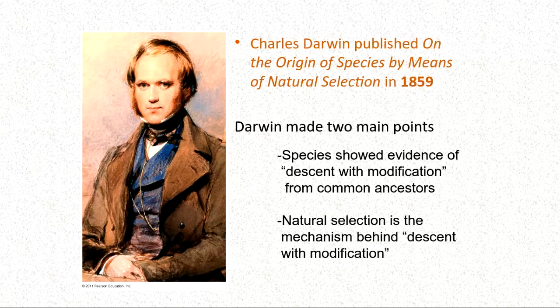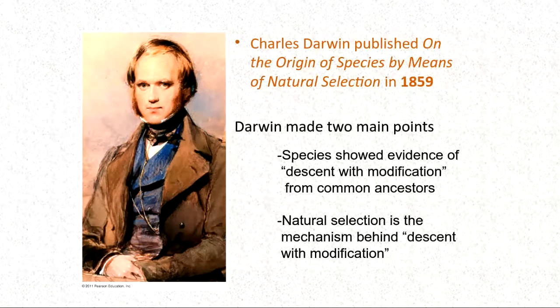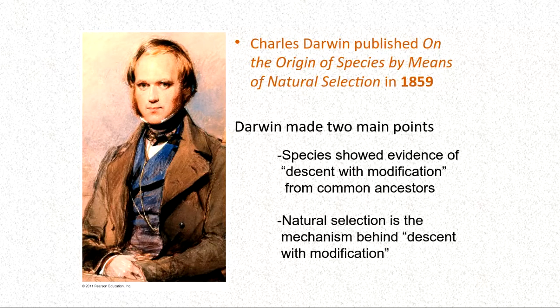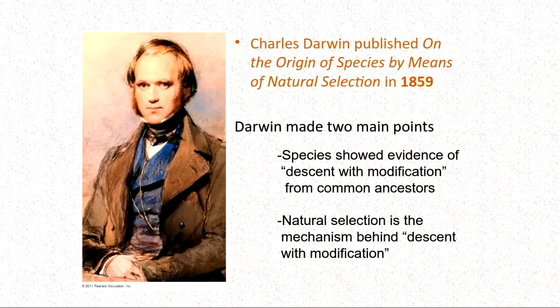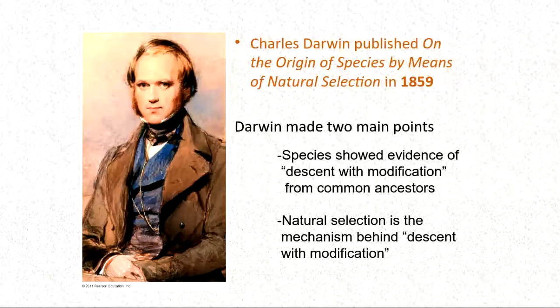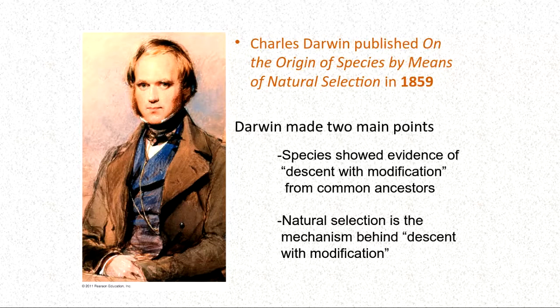And natural selection is the mechanism behind descent with modification. Look at this polar bear that I showed you earlier that is living in a region with a lot of snow. The fur is very thick, and he developed adipose tissue under the skin to keep him warm.